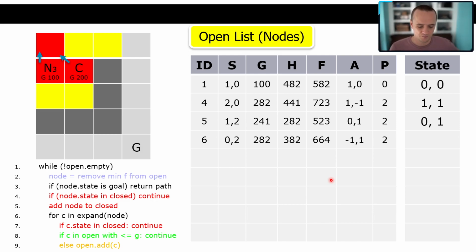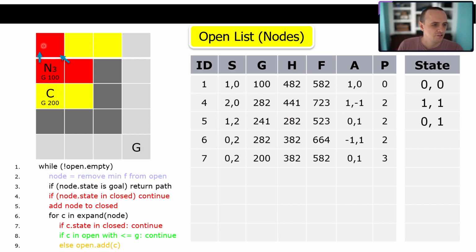This child is in the closed list, so we can skip that child. This child is in the open list. So this is 1, 2. We look over here at 1, 2, and we've got a G cost of 241. That is less than or equal to, because it's equal, so we skip that one based on our optimization. But now look at this one. We're looking at this child. This child has a G cost of 200 because I came down and down. So look at this.